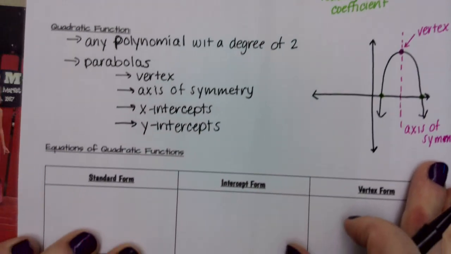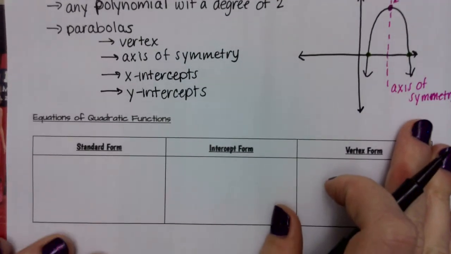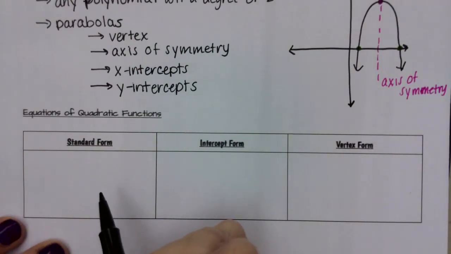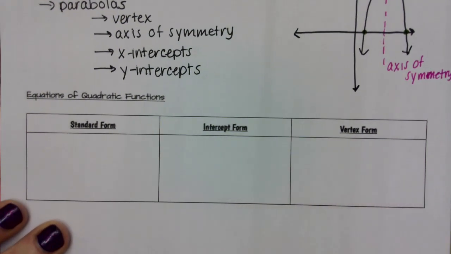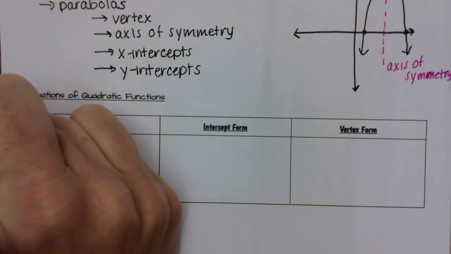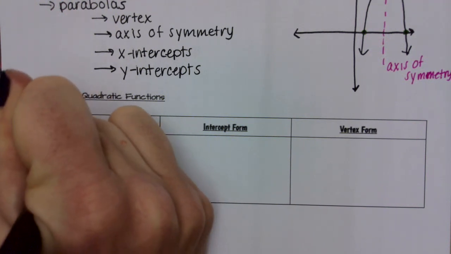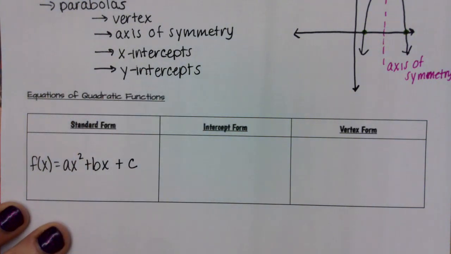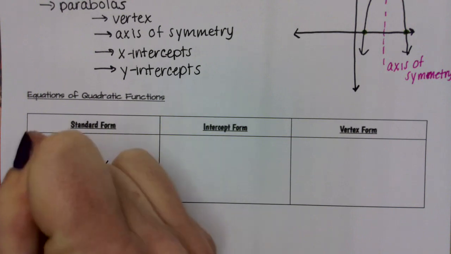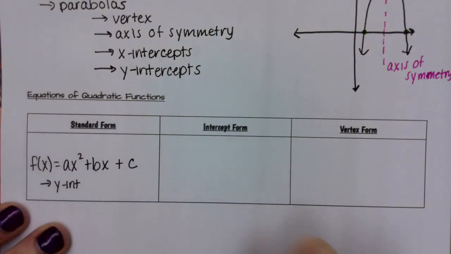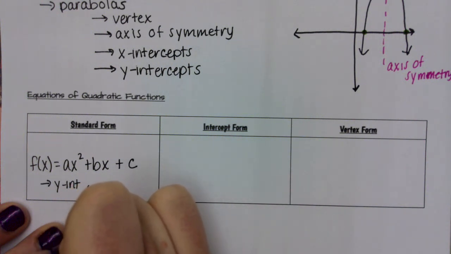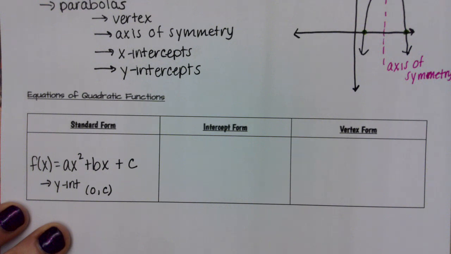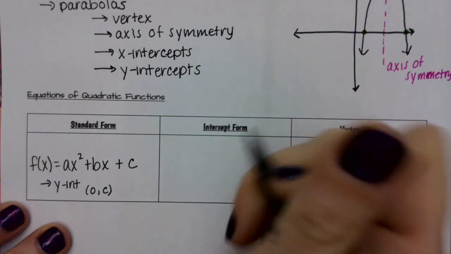Okay, there are three types of forms that you will see quadratic functions in. And certain forms are good for certain things. We have our standard form. That would be f of x equals ax squared plus bx plus c. Okay, our standard form, those make finding the y-intercept easy. Your y-intercept is at 0, c. Okay, there's other things you know about that, but that's the really easy one you can see.